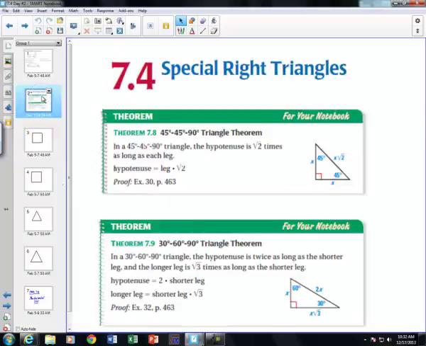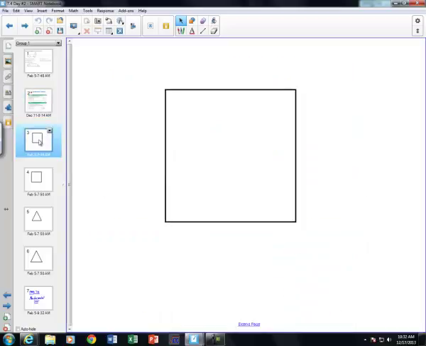Okay, you're watching the second part of video 7.4, again on our special right triangles, our 45-45-90 and 30-60-90 triangles. I just wanted to do a couple different types of problems with you that you're going to see pop up, and I think you're going to need some help with.